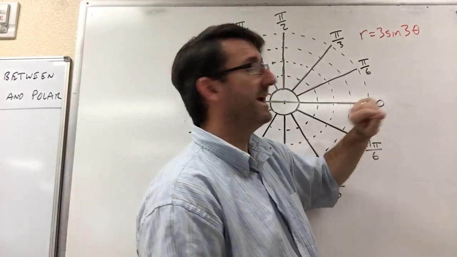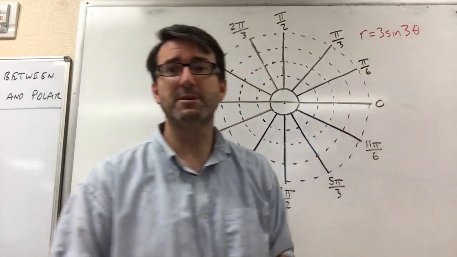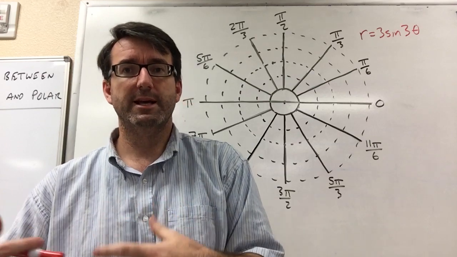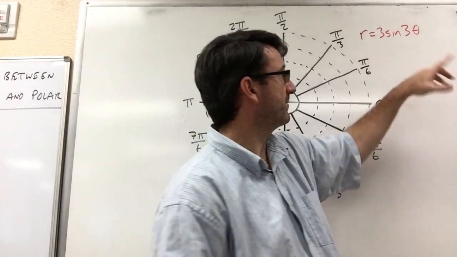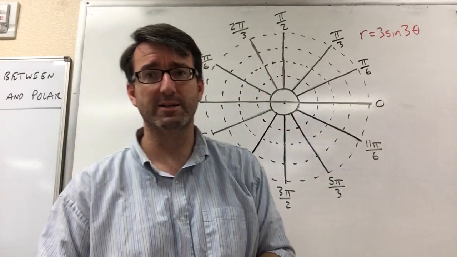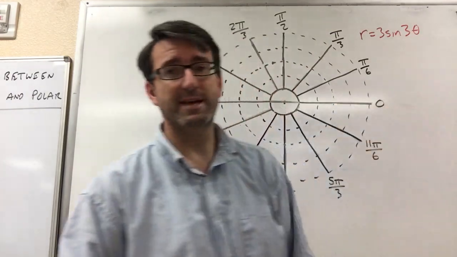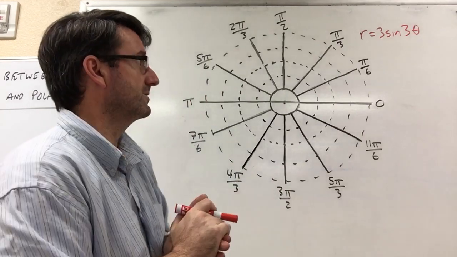And the number of petals on our rose is going to be given by this number. Actually, if this number were even, we'd have to double that number to get the number of petals. So, for example, if this were 2, there would be 4 petals. If it were 4, there would be 8 petals. But since it's an odd number, then that's going to be the exact number of petals that we have. There's 3 petals on our rose.